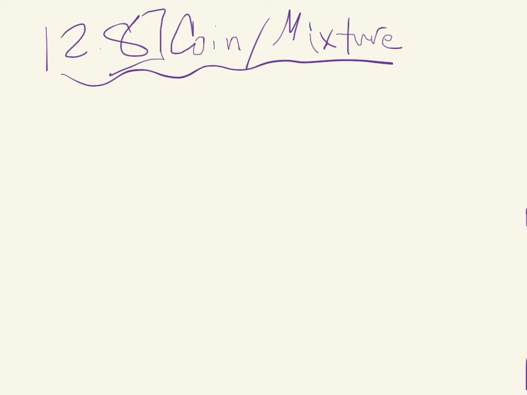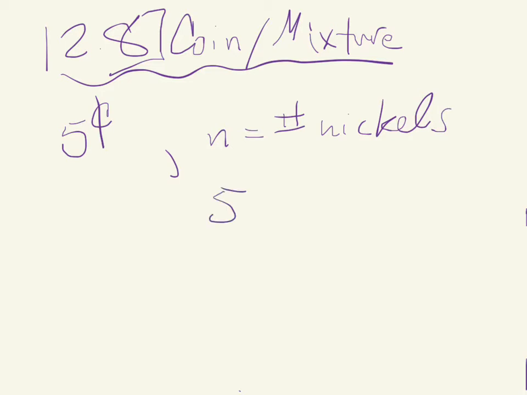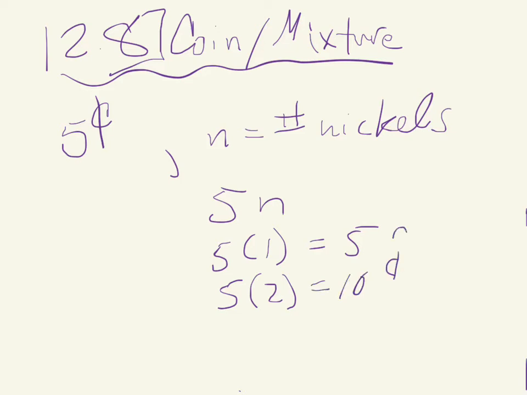12.8 coin and mixture problems, more word problems. We're going to have some value problems. You need to know that coins are worth, like nickels are worth 5 cents. If n equals the number of nickels, then their value is 5 cents times the number of nickels. So if you have 1 nickel, that's 5 times 1, that's 5 cents. If you have 2 nickels, 5 times 2, that's 10 cents. We're going to use that here in the next problem.